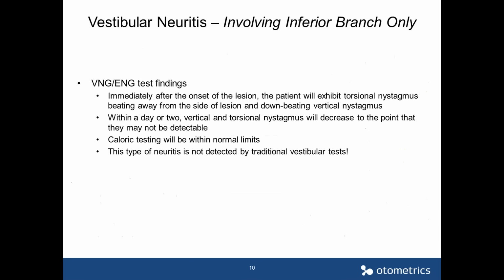Okay, if the lesion involves just the inferior branch of the vestibular nerve, the patient will exhibit torsional nystagmus that beats away from the site of lesion and downbeating nystagmus. That is the distinguishing factor.